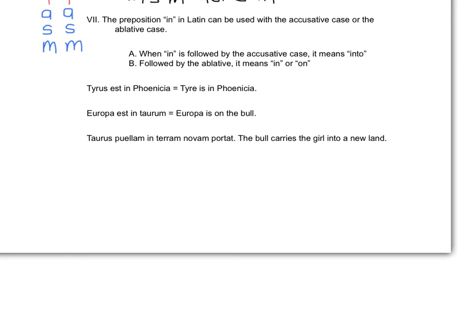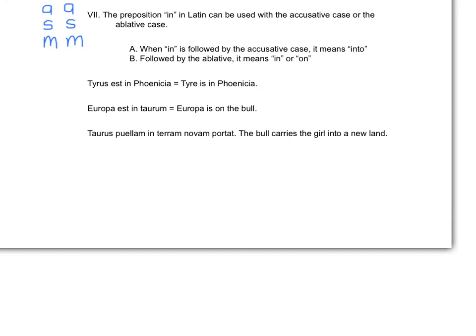Point number 7 is that the preposition in, which is the same as in English, can be used with the accusative case, or it can be followed by the ablative case. When in is followed by the accusative case, it means into in English. When it's followed by the ablative case, it means in or on. Slight difference there. The first example says, Tyrus est in Phoenicia.